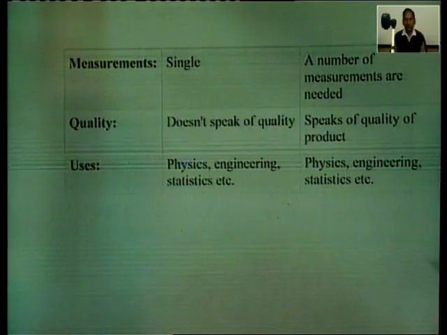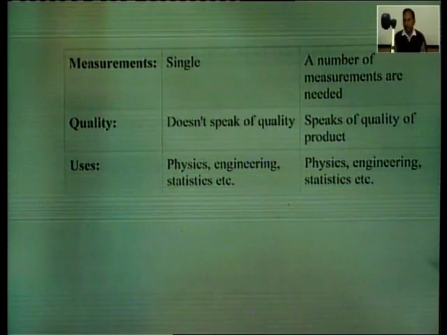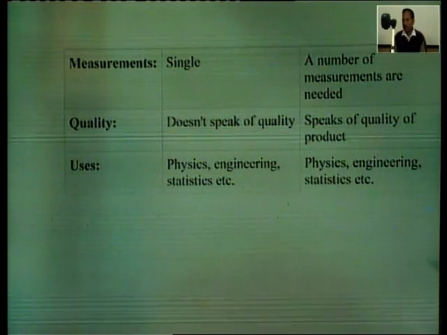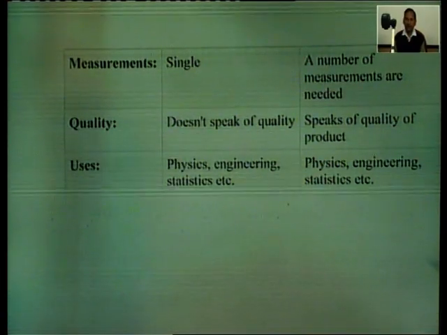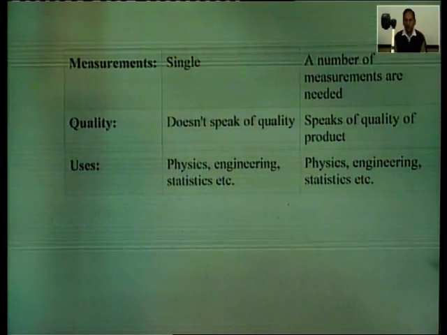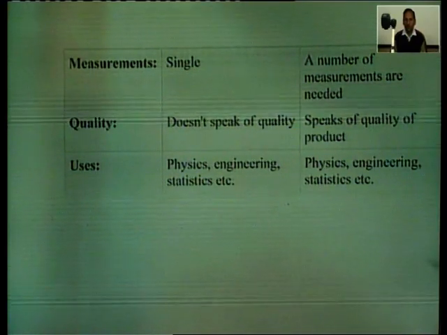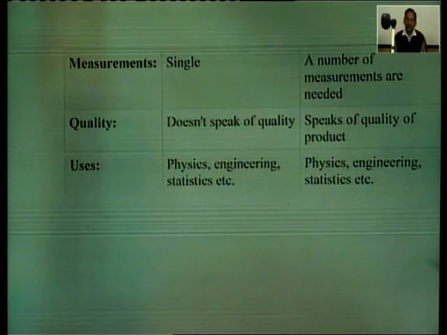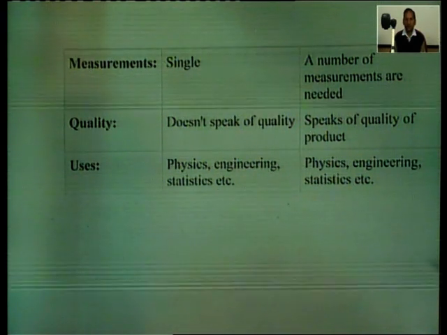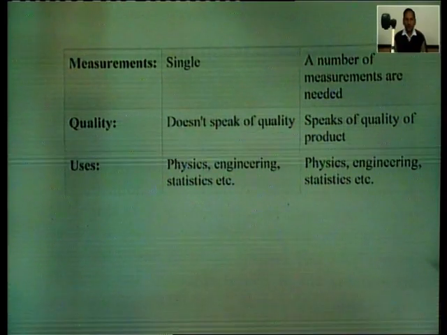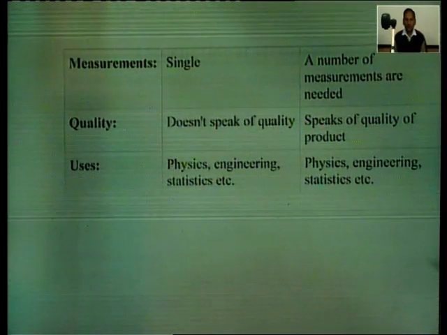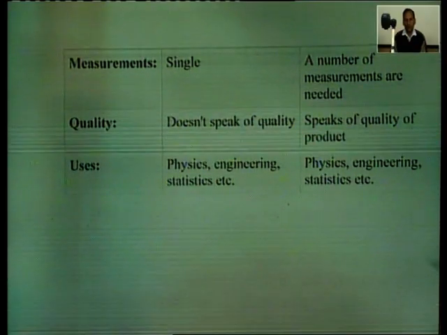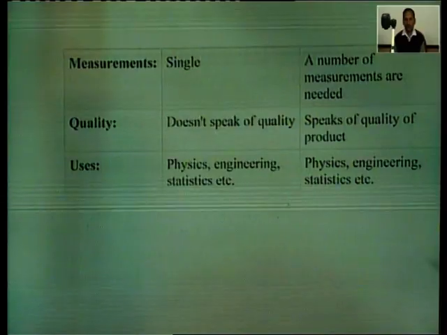Similarly, if we see the measurement, in the case of accuracy a single measurement is enough, while in the case of precision a number of measurements are needed. If we talk about quality, the first case does not speak of quality, while the second case speaks of the quality of the product. As for the uses, accuracy is used in physics, engineering, statistics, etc., and in the second case also physics, engineering and statistics, etc.